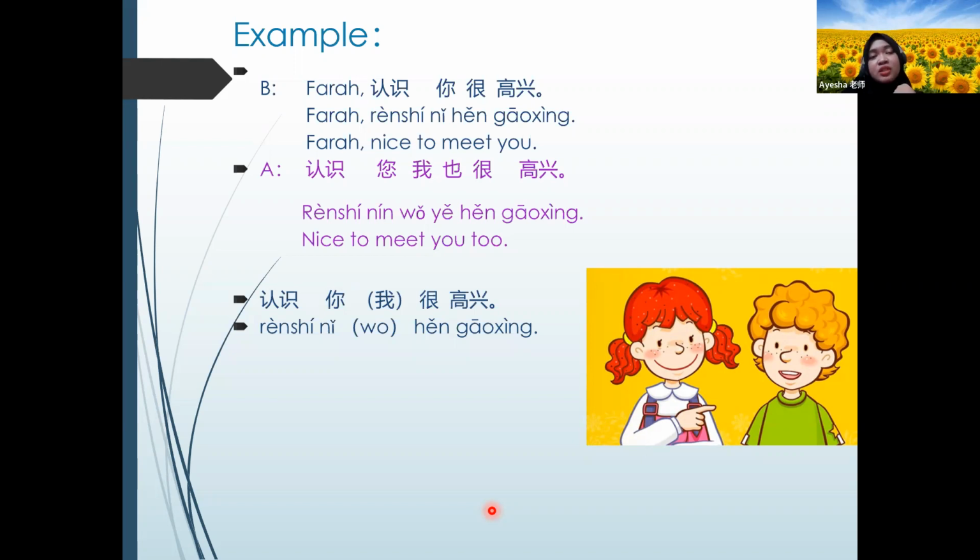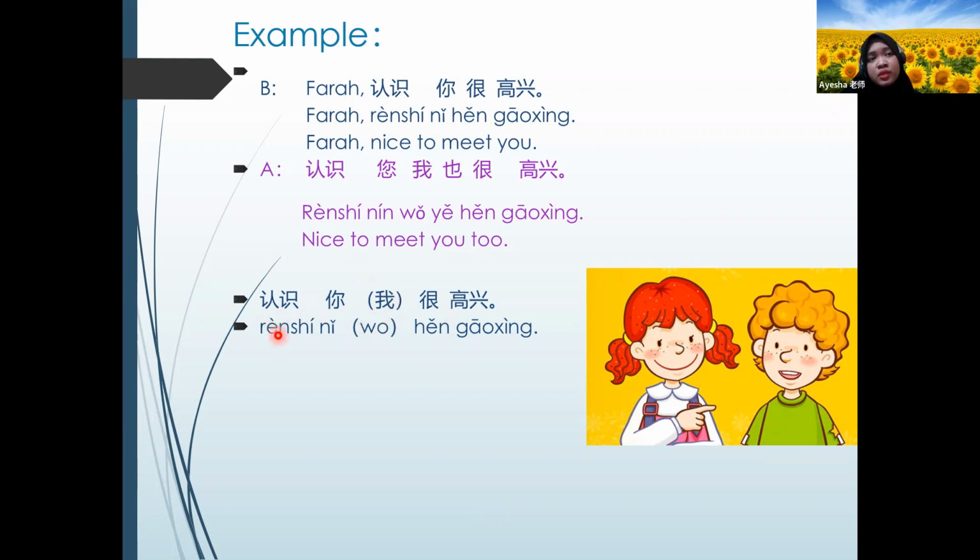So the same answer for this one. Nice to meet you. What is the term in Mandarin? The term is 认识你很高兴. They omitted the 我 because the term is 认识你很高兴. But technically there is a 我 in between. Why is the 我 in between? Because who is very happy? I am very happy. I am happy to know you.